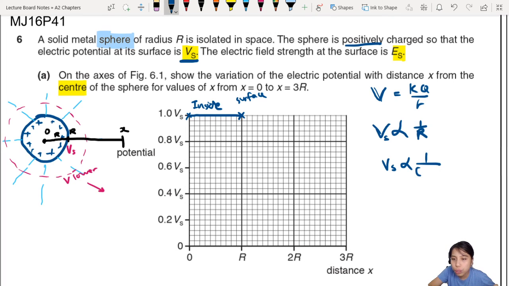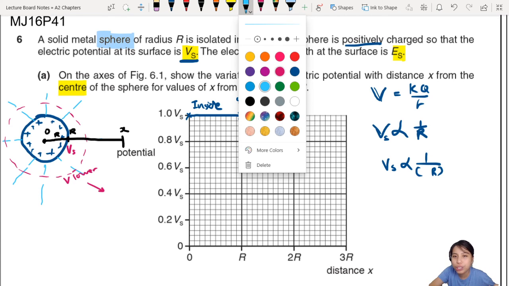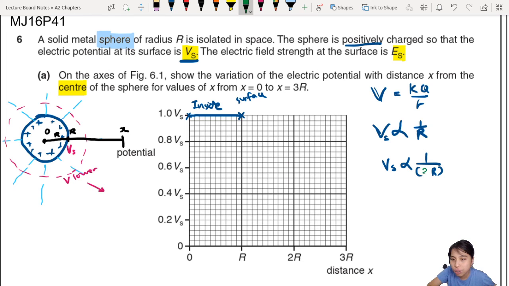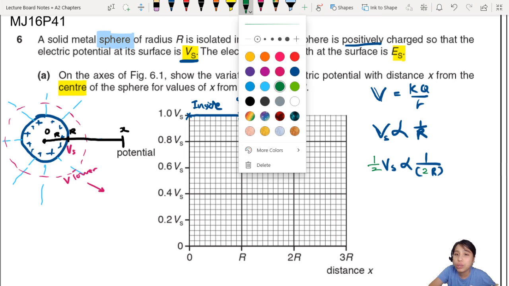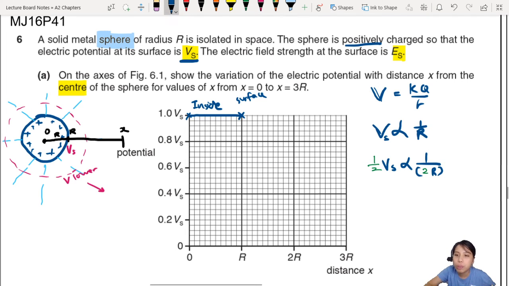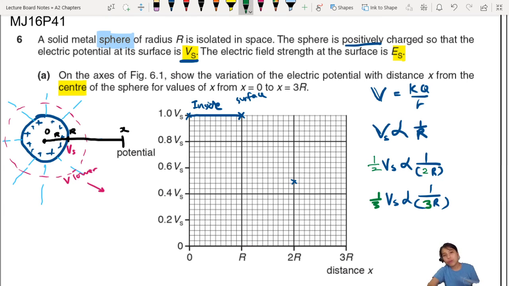So if I want to move to 2R, I'm showing you my shortcut how I deal with ratios. So I don't have to calculate every single thing. So this is 2R. That means this will be 1/2 of the original, because the ratio is the same. Okay, good to know. Let's plot this point now. 2R should be 0.5 Vs. Somewhere here. Next, what if you want to go a bit more further and go to 3R? So I'll write here 3R. That means it will be 1/3 of my original potential. So 1/3 is what?